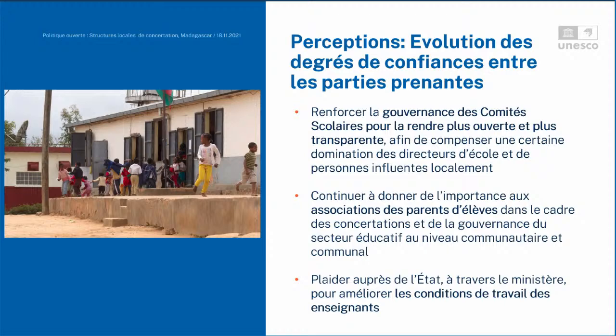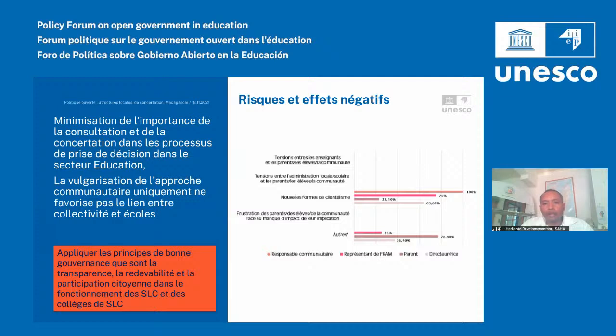So what was the change in trust? As I said, there was a better collaboration between the stakeholders. And I think that there is, as a corollary, better trust. But the project showed, and I've already said this, that it was necessary to strengthen the governance of these school committees. What did we do? We worked with the technical services. The project went through the technical departments to disseminate the information about these LCSs. We observed that in most cases, the directors of the schools and a few influential officials would advocate.